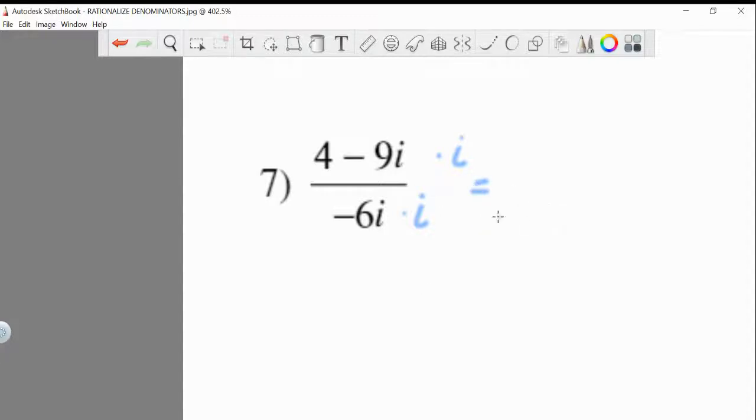On the bottom, we're going to get negative 6i squared. And again, that's not too bad because that i squared is going to be the negative 1, and we already have a negative. So on the bottom, we're going to get positive 6. But it's the top that has given us some weird stuff to handle here, okay? How do we multiply the top by i?